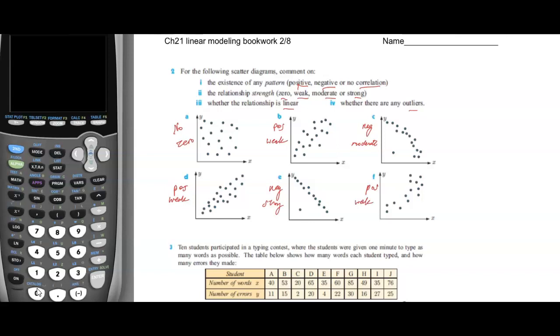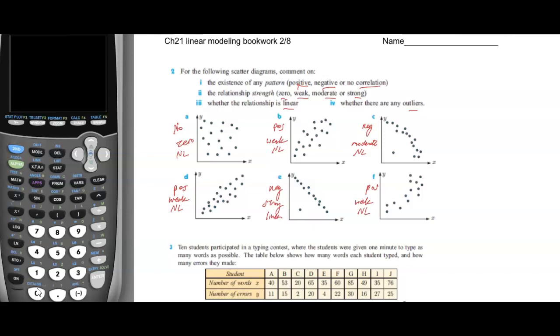Linear, which ones look linear? Let's see. First one is non-linear. Second one, I would say non-linear. It's kind of hard to tell. C looks kind of like a curve, doesn't it? Non-linear. D, non-linear. It's kind of hard to say for these ones that are weak, right? Strong, we'll say that's linear. F, we'll say that looks like kind of a curve, doesn't it? Non-linear.